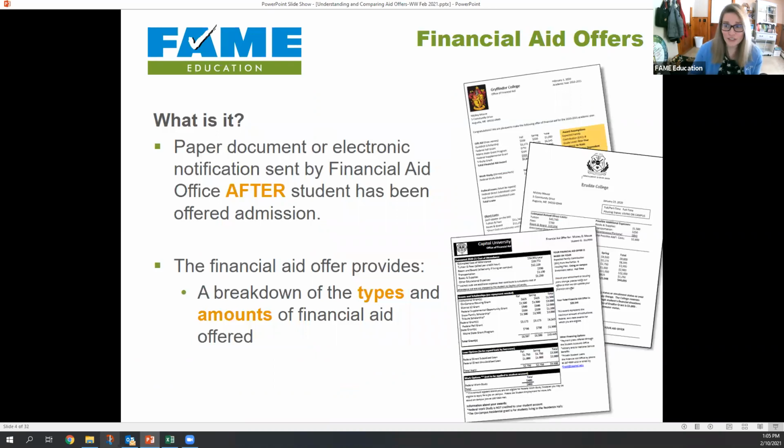So a financial aid offer is a paper or electronic notification sent by the financial aid office after the student has been offered admission. Generally, you'll get one piece of paper. I've heard that there are many schools offering electronic only, especially as a result of the pandemic. It's hard to keep up with mail in some cases, but it's a notification that is a breakdown of the types and amounts of financial aid that have been offered to that student. That's the baseline definition of what the financial aid offer is.